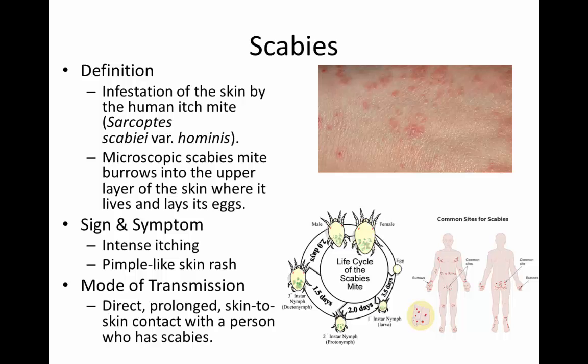Scabies is an infestation of the skin by a human itch mite. Microscopic scabies mites burrow into the upper layer of the skin where they live and lay eggs. Signs and symptoms include intense itching and a pimple-like skin rash, and the mode of transmission is direct, prolonged skin-to-skin contact with a person who has scabies.